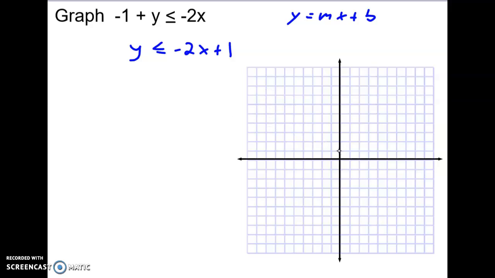So we're going to have a y-intercept of 1, a slope of -2, so I go down 2, right 1, down 2, right 1. Okay, and then before I draw my line, I have to think, am I going to draw a solid line or a dashed line? Do the points on the line count? In this case, they do because there is an equal sign, right? So we are going to make a solid line. I'm going to draw a solid line cutting through those points.